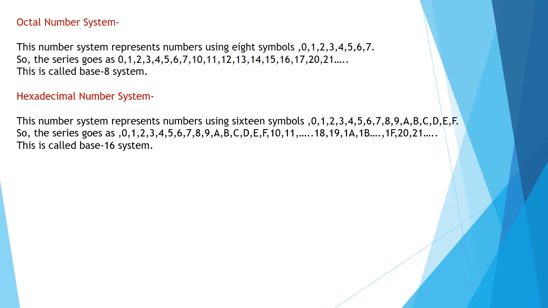Then after 9 you will have A, B, C, D, E, F. Then after F again you can start 10, 11, 12, 13, 14, 15, 16, 17, 18, 19. Then again after 19 you will write 1A, 1B, 1C, and it will continue up to 1F. Then 20, 21, 22, 23, 24, then 29 you will go. Then after that you will write 2A, 2B, 2C. Okay, so in this way this sequence will continue.